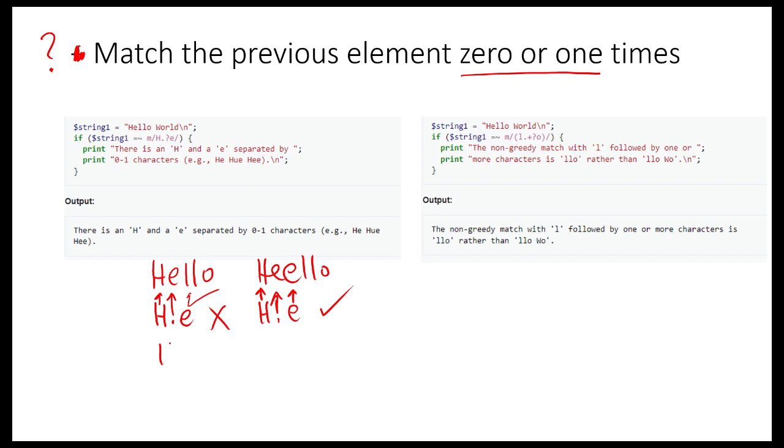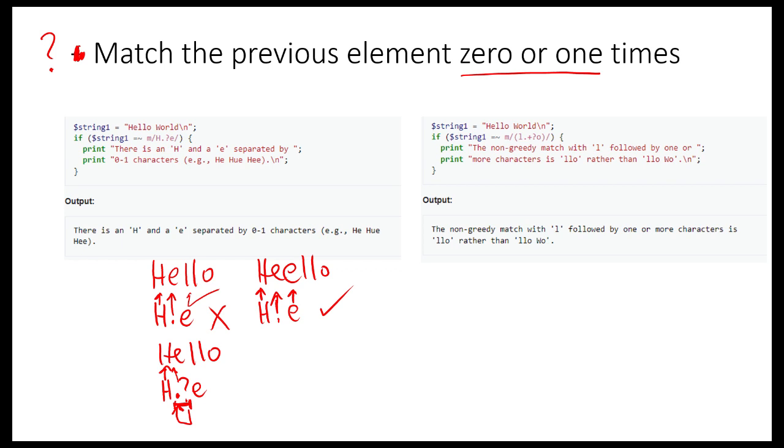Now, in this case, I have hello, and I have H dot question mark E. So the question mark is operating on the dot. So the H is matching the H, and then the dot question mark is its own operator, and it's matching the invisible space between the H and the E.